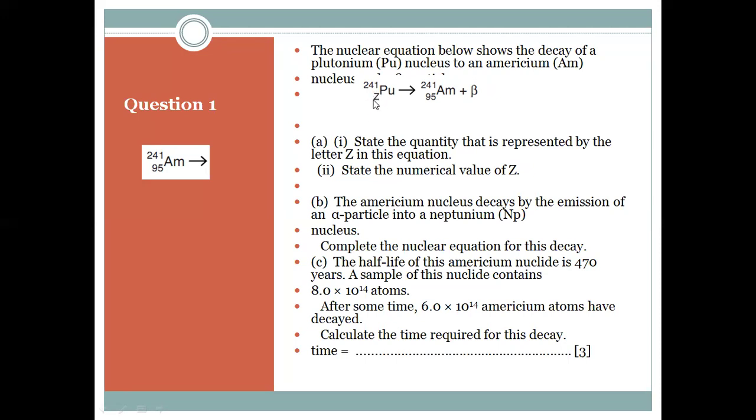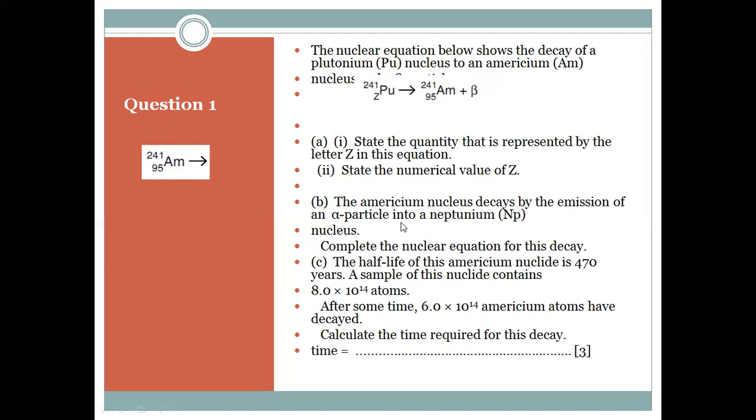So what will this atomic number be? Since this has undergone beta decay, as a result of beta decay, Z increases by 1. It has become 95, and it means before undergoing the decay, it was 94.